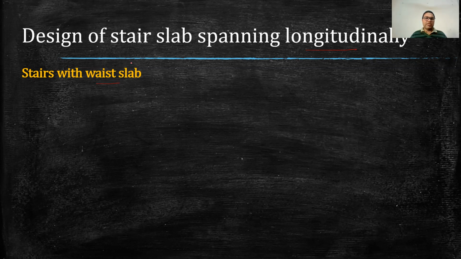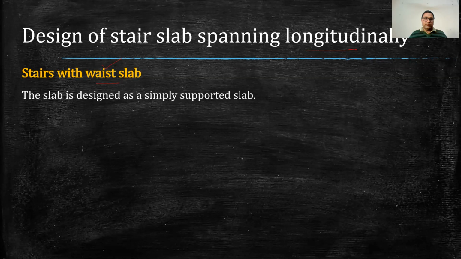It may be stairs with waist slab, or tread riser slab, or isolated steps. So we will be concerned with the design of stairs with waist slab only. Similarly, in transverse also we designed staircase with the waist slab, and for longitudinally spanning, we will be designing the same category. So in the stairs with waist slab, we design the waist slab and steps. So here also the slab is designed as a simply supported slab.